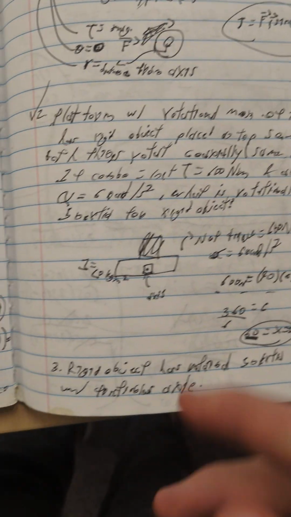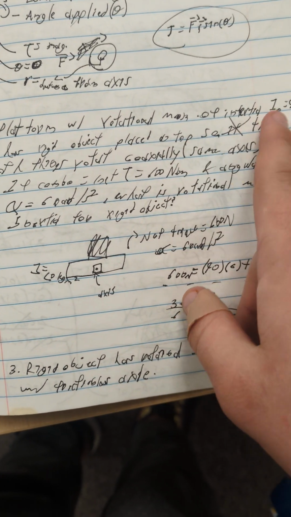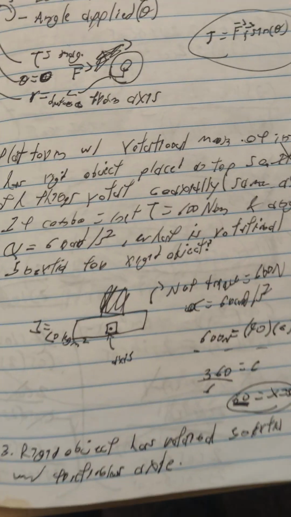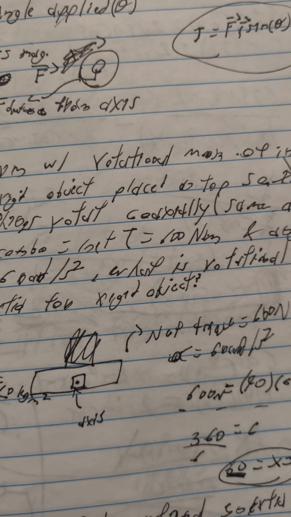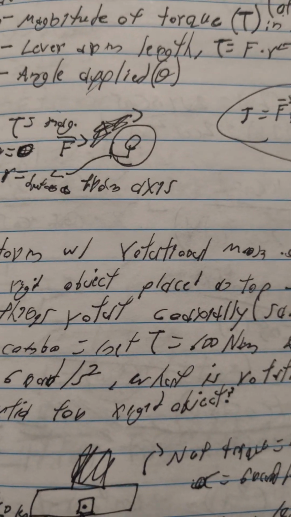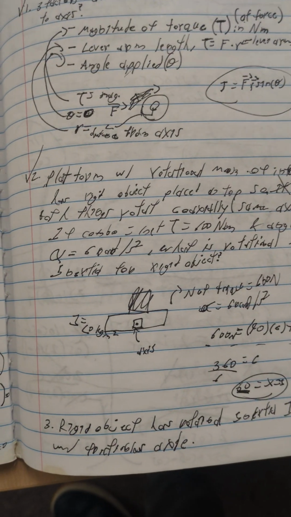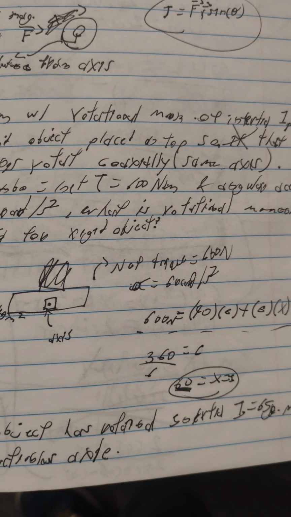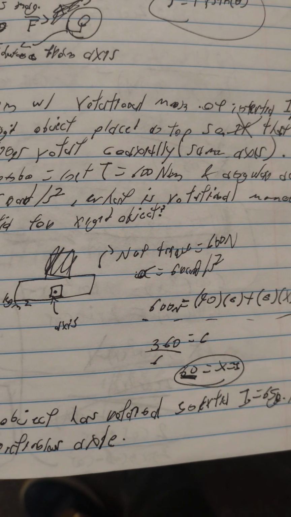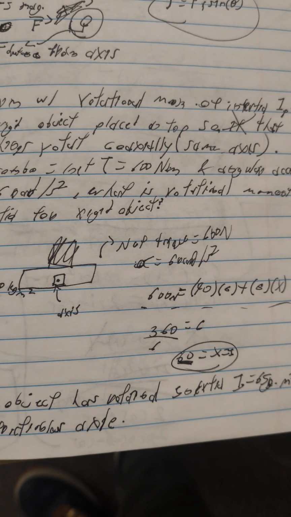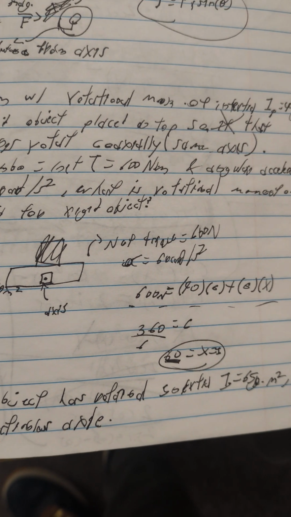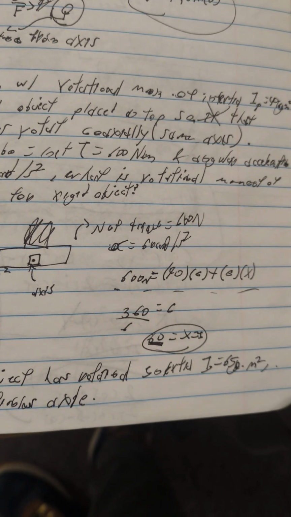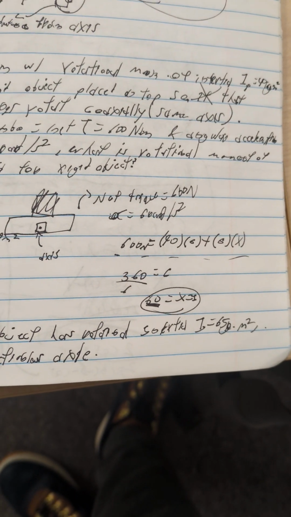A platform with rotational moment of inertia I equal to 40 kilograms per meter squared has a rigid object placed on top of it so that both things rotate coaxially, so on the same axis. If the combo has a net torque of 600 Newton meters and an angular acceleration of 6 radians per second squared, what is the rotational moment of inertia for the rigid object?